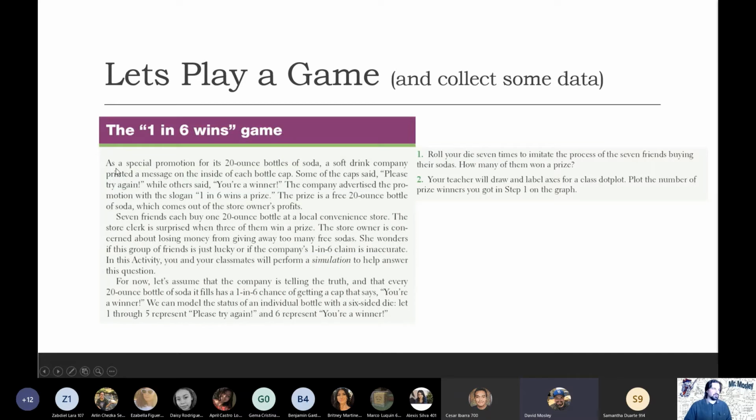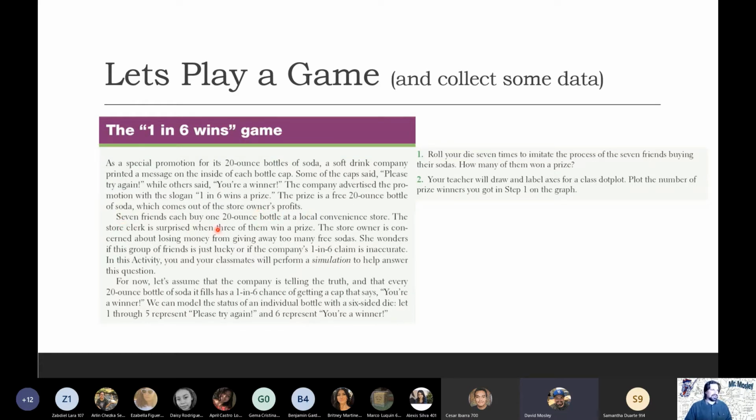As a special promotion for its 20-ounce bottles of soda, a soft drink company printed a message on the inside of each bottle cap. Some of the caps said, "Please try again," while others said, "You're a winner." The company advertised the promotion with the slogan, "1 in 6 wins the prize." The prize is a free 20-ounce bottle of soda, which comes out of the store owner's profits.